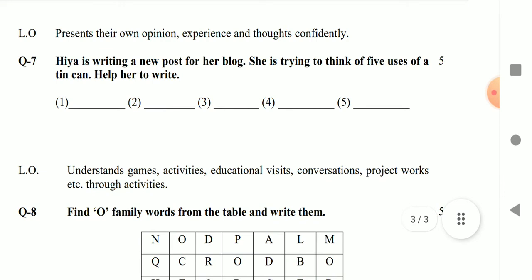Question 7. Hia is writing a new post for her blog. She is trying to think of 5 uses of a tin can. Help her to write. A tin can is like when you purchase rasgulla or gulab jamun from Haldiram, you get them in a tin can. So that way she is writing a new post for her blog. We have studied this, what is a blog. So think of 5 uses and write the 5 uses for the tin can. Question 7. 1. First use of tin can, second use, third, fourth and fifth use of tin can by yourself.